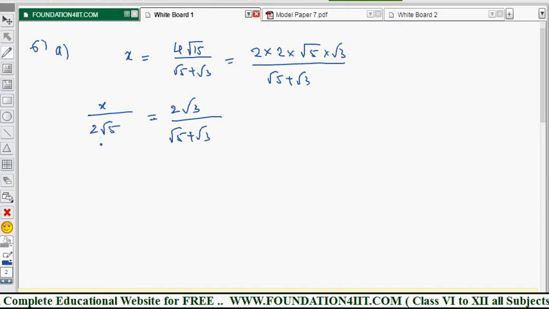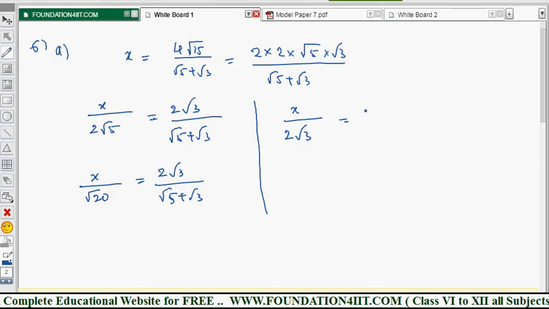Now 2 root 5 is nothing but root 20. So x by root 20, 2 we can write as root 4, root 4 into root 5 is square root of 20, is equal to 2 root 3 by root 5 plus root 3. It will be this as it is. Similarly, we can take one more. From the same statement, we take 2 root 3 to the denominator. Remaining is 2 root 5 by root 5 plus root 3. 2 root 3 is root 12. So x by root 12 is equal to 2 root 5 by root 5 plus root 3.